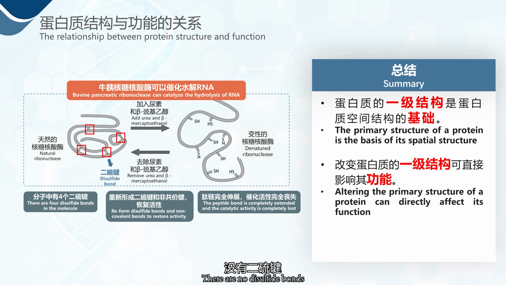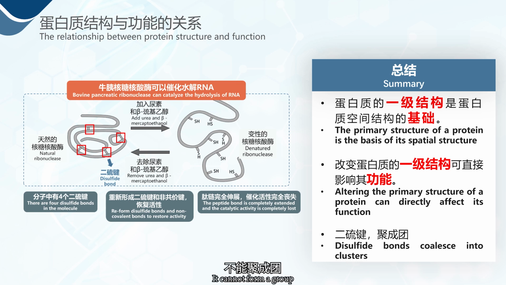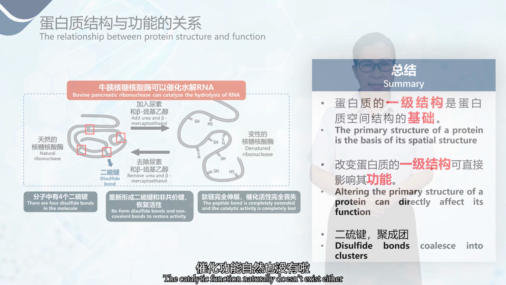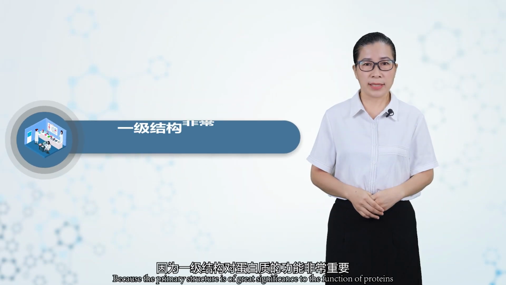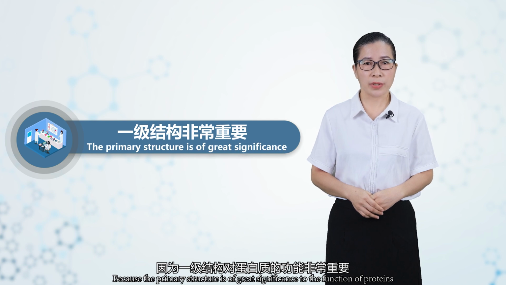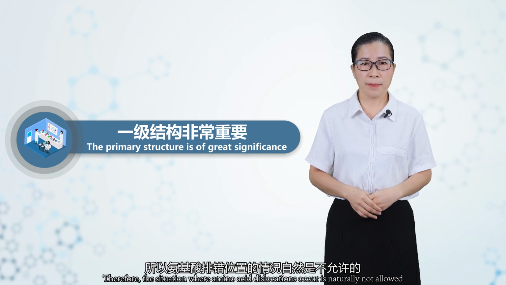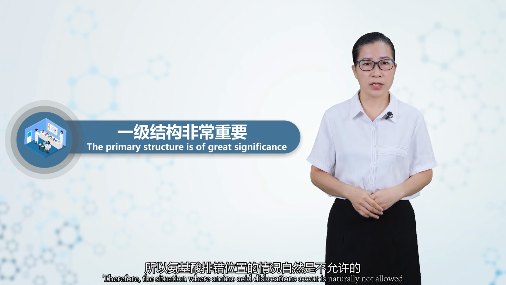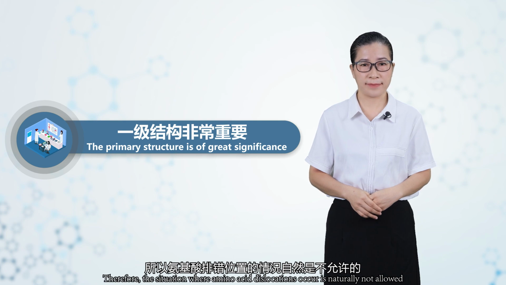There are no disulfide bonds. It cannot form a group. The catalytic function naturally doesn't exist either. Because the primary structure is of great significance to the function of proteins, the situation where amino acid dislocations occur is naturally not allowed.